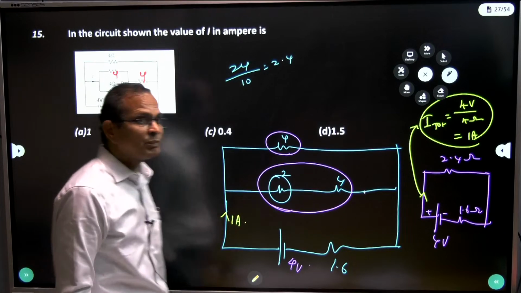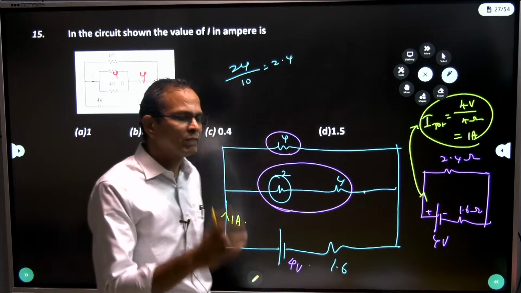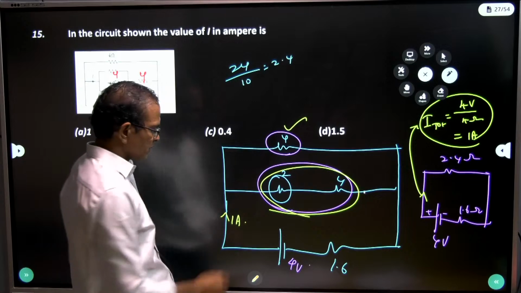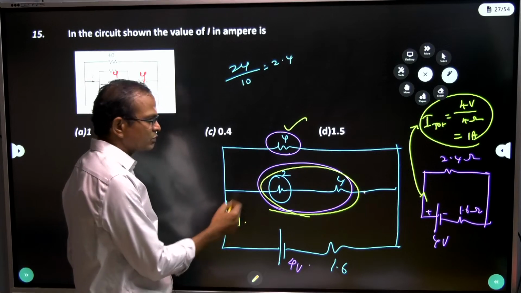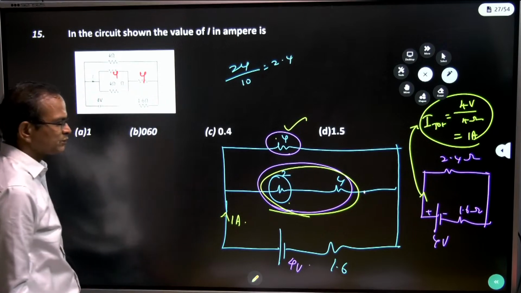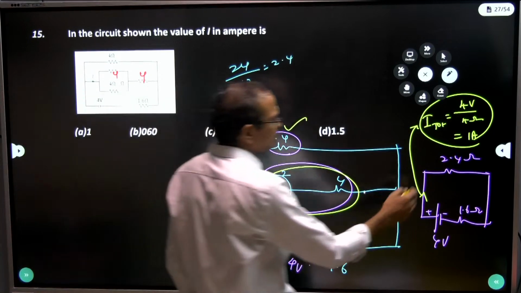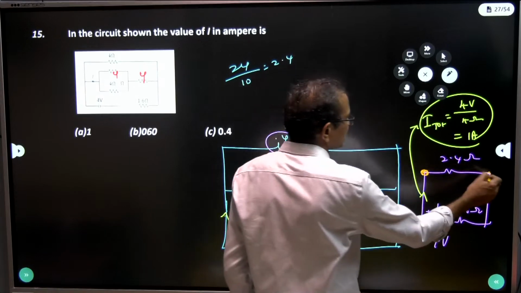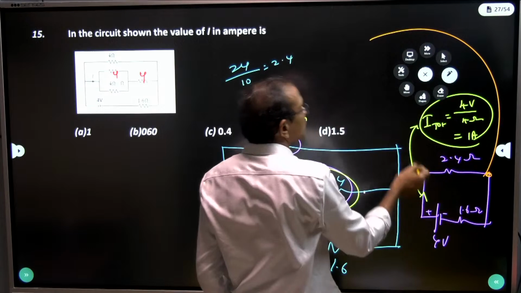Now this 1 ampere is to be shared by 4 ohm and 6 ohm. Both of them have to share it. This 1 ampere is to be shared by 4 and 6. Now take this. If 1 ampere comes, what is the potential difference across this? Between this point and this point, what's the potential difference?